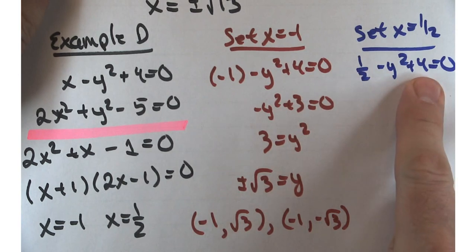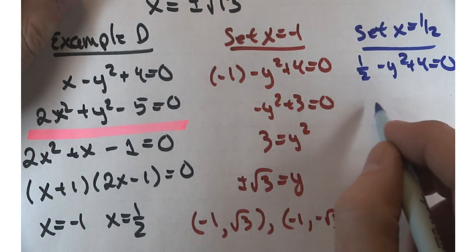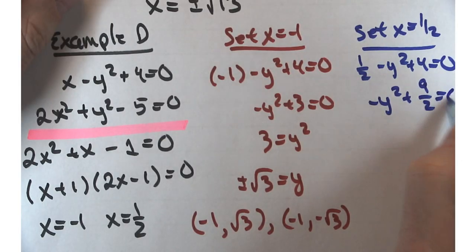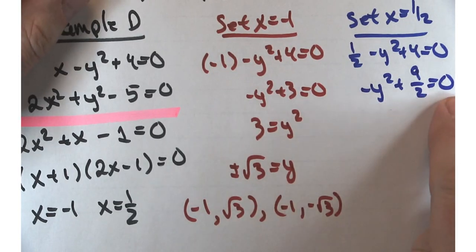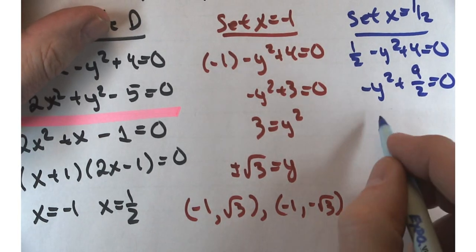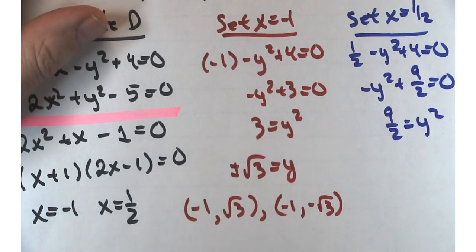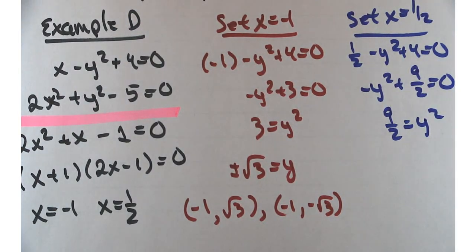1/2 plus 4 is 4.5, which I'll rewrite as an improper fraction. What's 4 and 1/2 as an improper fraction? 9/2. Like the last one, I'm going to move the y to the other side and get 9/2 equals y squared. That gets rid of that negative. Makes my life a little bit easier. You can take the square root on both sides.